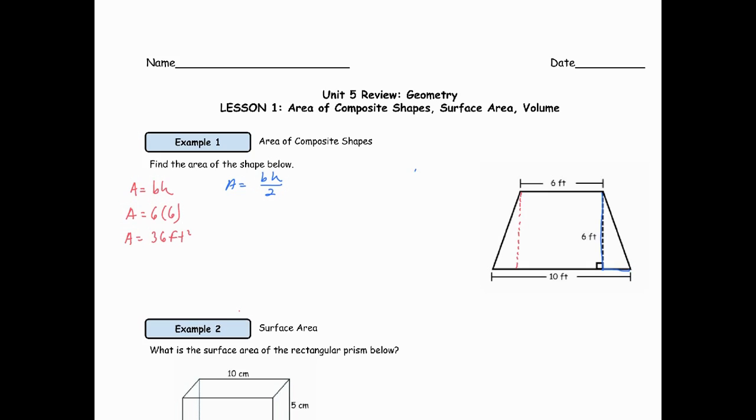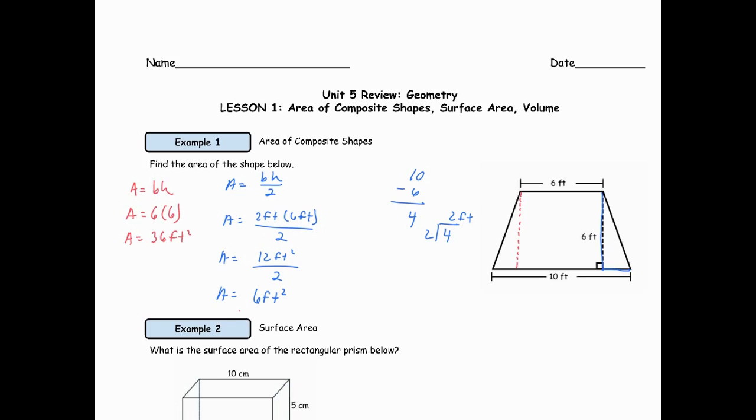So what we can do is we can do 10 minus 6. That will tell us that combined those two bases are equivalent to 4 feet. So if those two bases equal 4 feet, 4 divided by 2 tells us that the two bases each are 2 feet in length. So area equals the base of 2 feet, the height of 6 feet, all over 2. Area equals 2 times 6, which is 12 feet squared, all over 2. The area of one triangle is 6 feet squared.